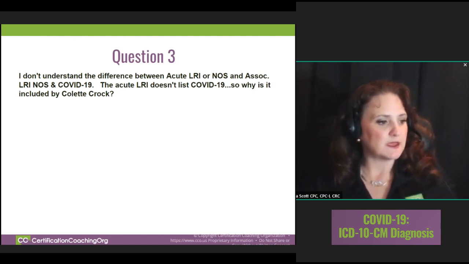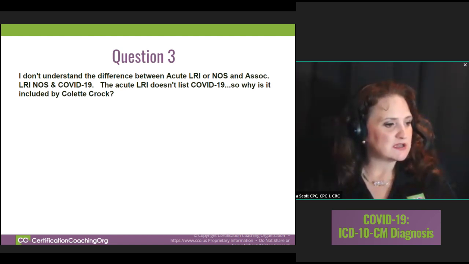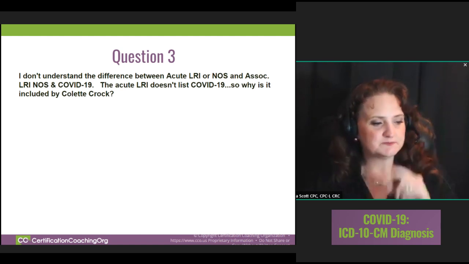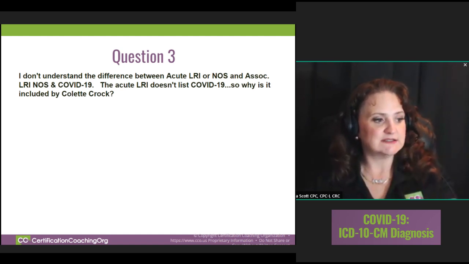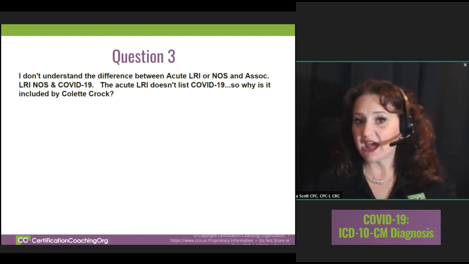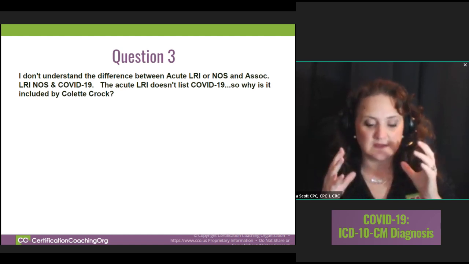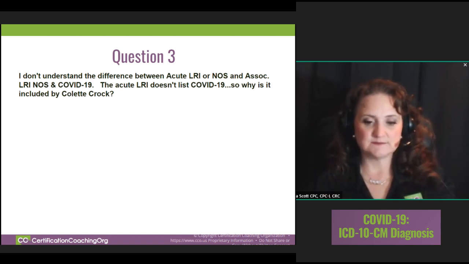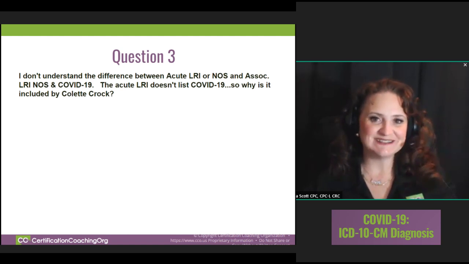Even though it will be a valid code as of October 1st in the past. Okay. Would you all have time to answer a question related to examining COVID-19 patients? What if the hospitalist does a visual exam through a window? Do you bill for this, if it's not telehealth? I haven't heard anybody ask this before.